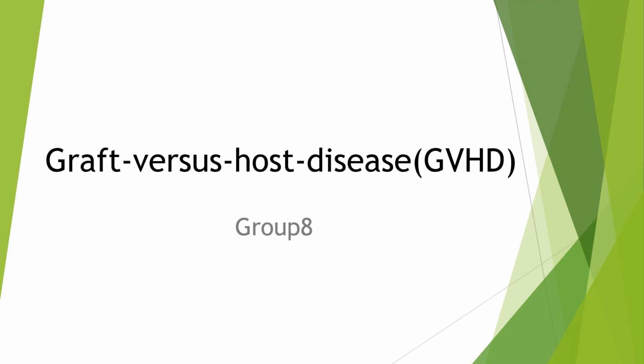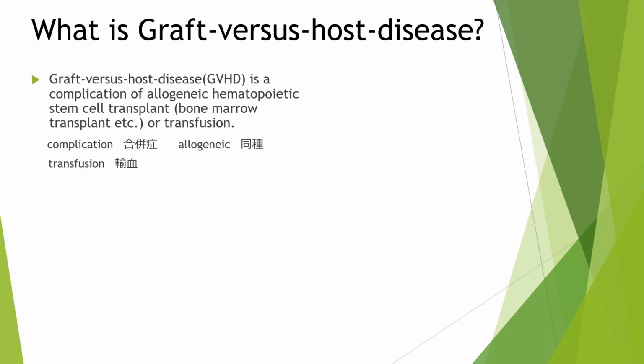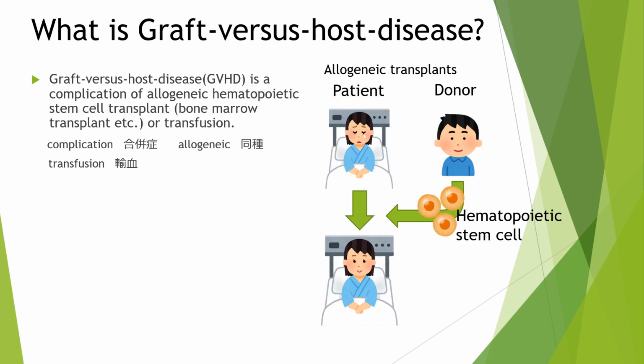We are going to talk about graft versus host disease. Graft versus host disease (GVHD) is a condition that might occur after an allogeneic hematopoietic stem cell transplant. Allogeneic transplants use healthy blood stem cells from a donor to replace bone marrow that's not producing enough healthy blood cells. Bone marrow transplant is one of allogeneic hematopoietic stem cell transplants.